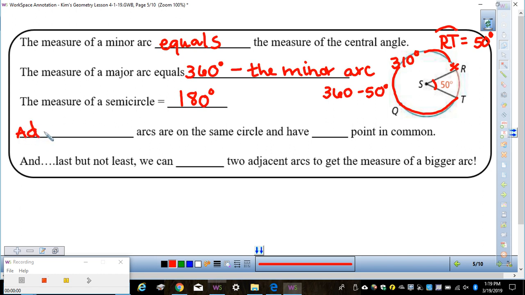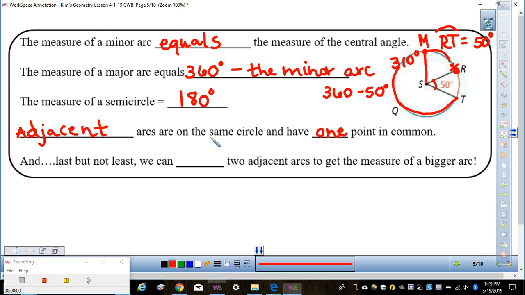Next up, we have adjacent arcs. Adjacent arcs are on the same circle and have one point in common. If I was looking at arc RT, and let's say I drew in another arc here, and I'll call that point M, arc MR, those are adjacent arcs because they share point R.